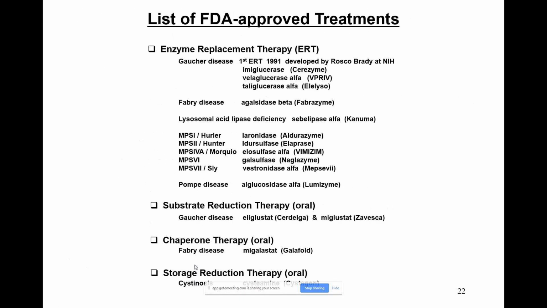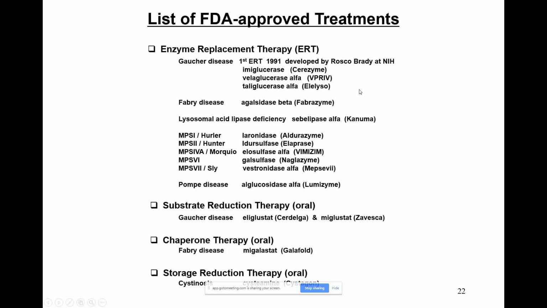So I've just given you a list of the current FDA-approved treatments. Again, the mainstay is enzyme replacement therapy. That's treating 9 of these different lysosomal storage diseases. We also have substrate reduction therapy. This is an oral treatment. This is intravenous infusion. We have a chaperone therapy, oral, and then another oral for storage reduction therapy.